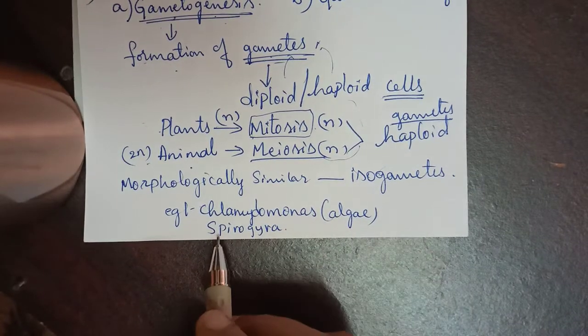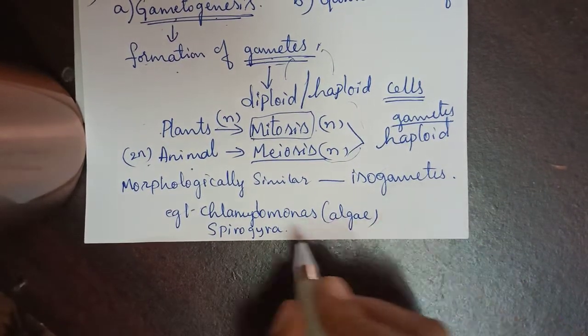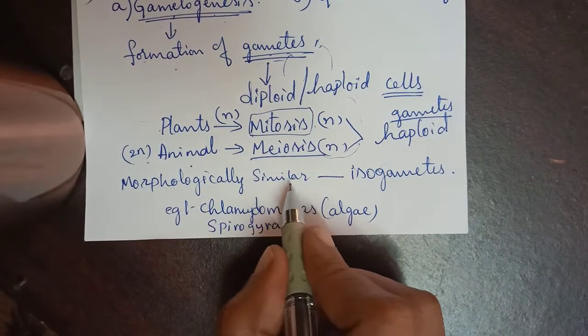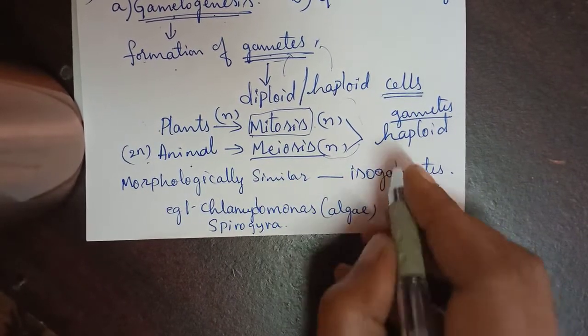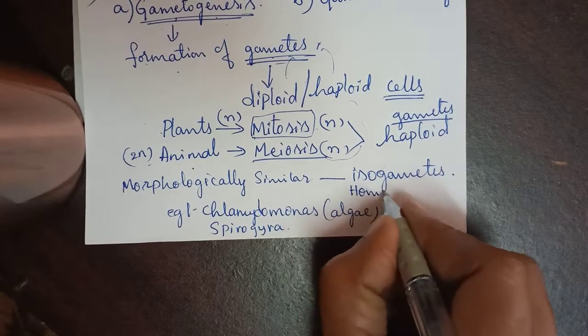Chlamydomonas, that is in algae, and another one is Spirogyra. These types of morphologically similar gametes are also called homogametes.